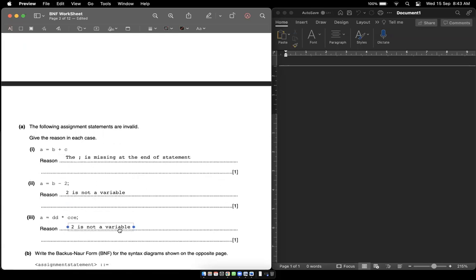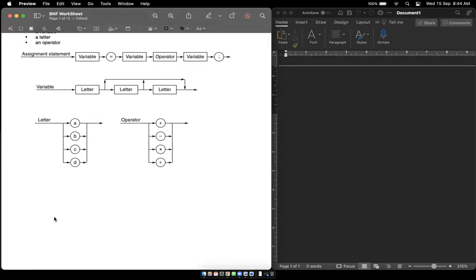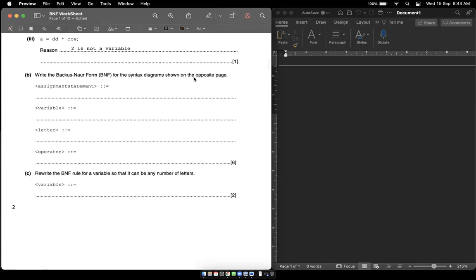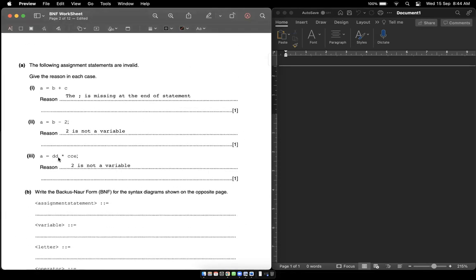Okay, now let's look at this third one. We've got a variable, A is a variable followed by the equal sign, that's as expected. Then we have a variable with 2 letters. Now, is this a valid variable? Can DD be considered a variable? Is D a letter? Yes, it is. Can I have a variable of 2 letters? Yes, I can. So that means this part is okay. DD is a valid variable.